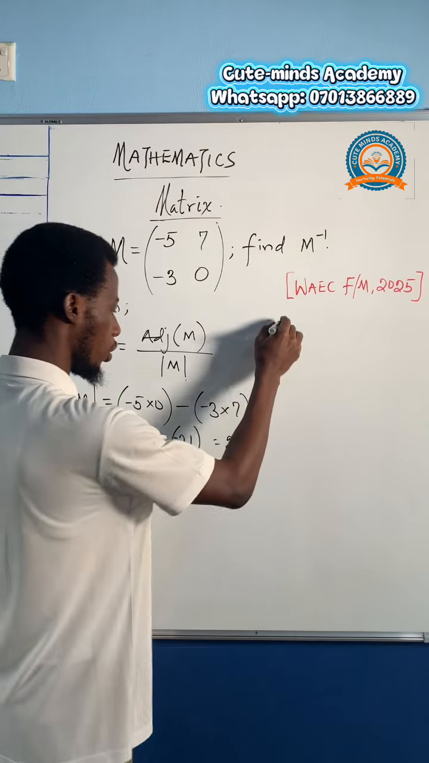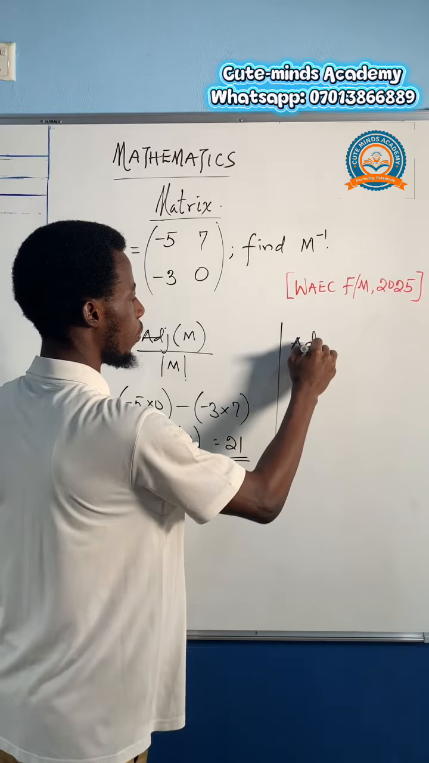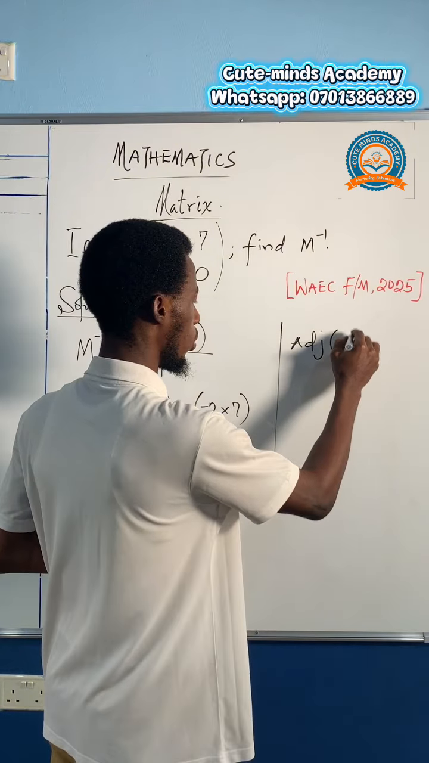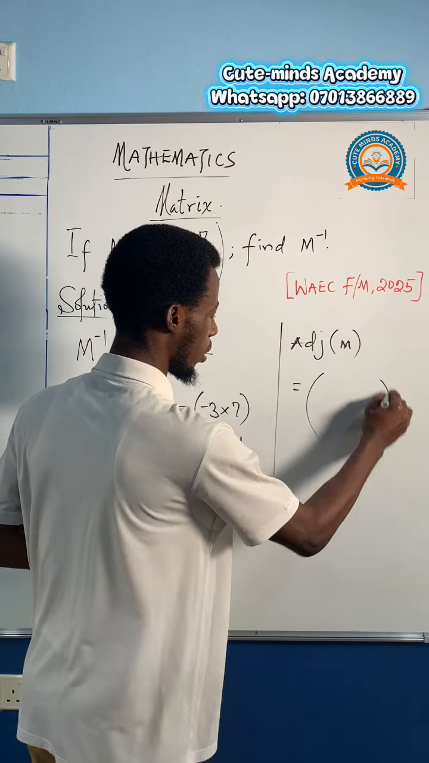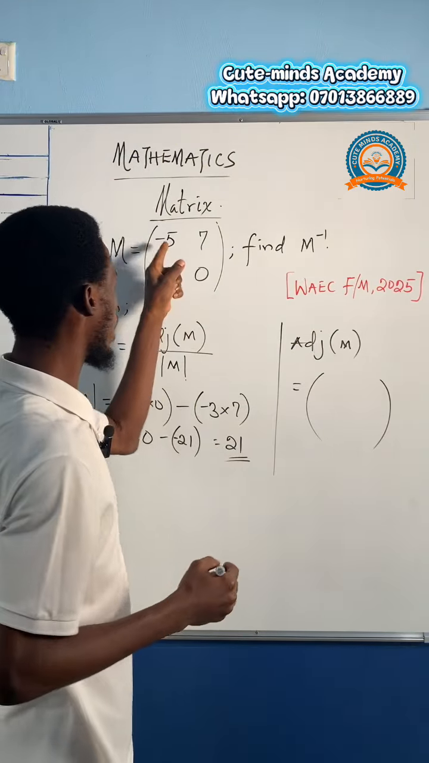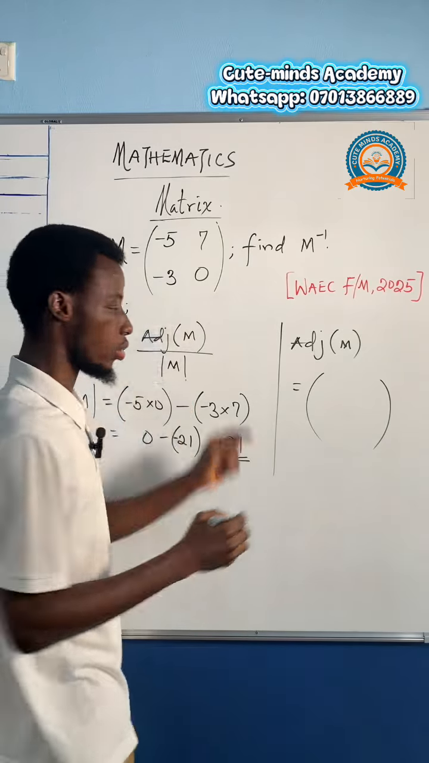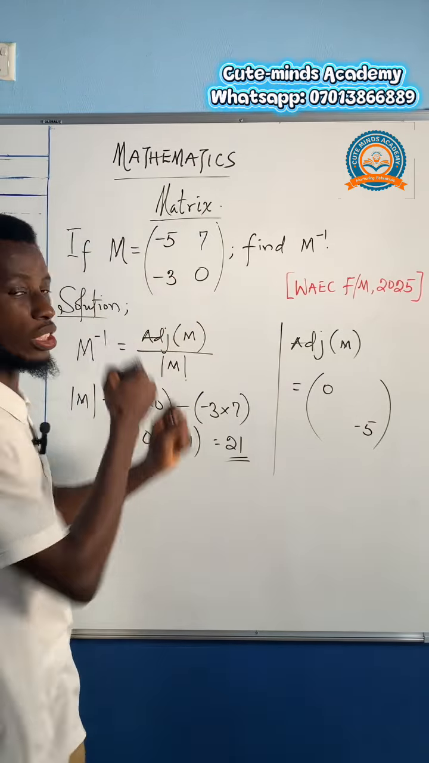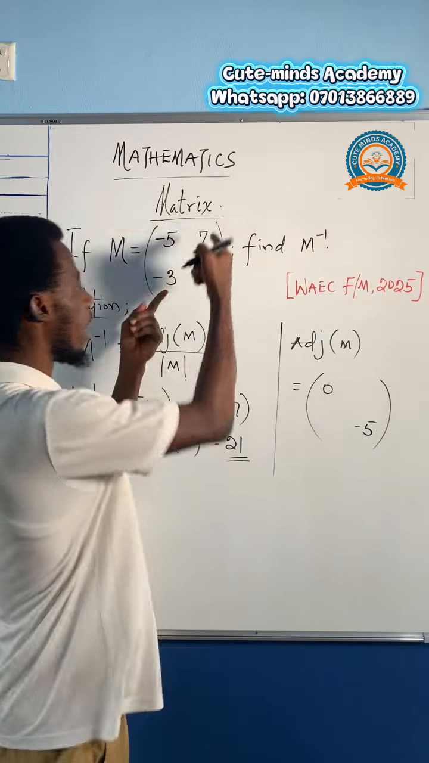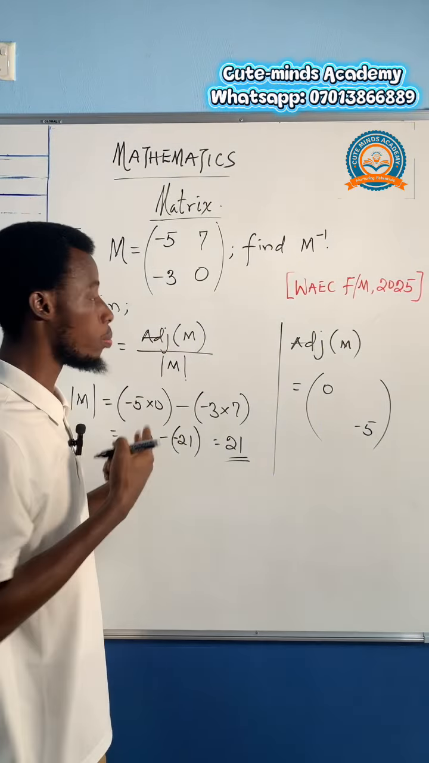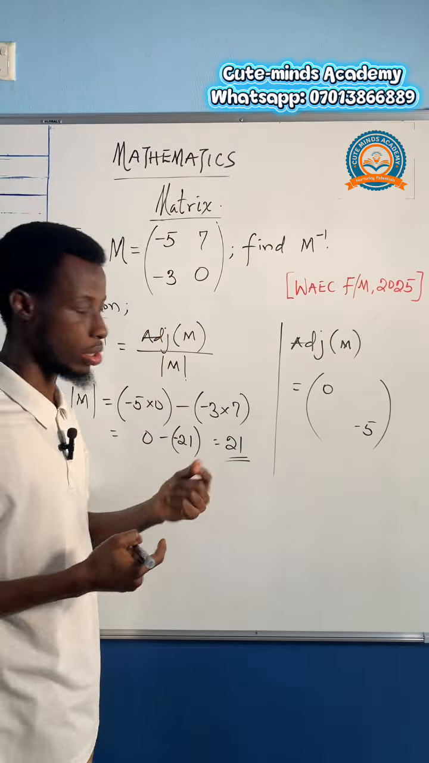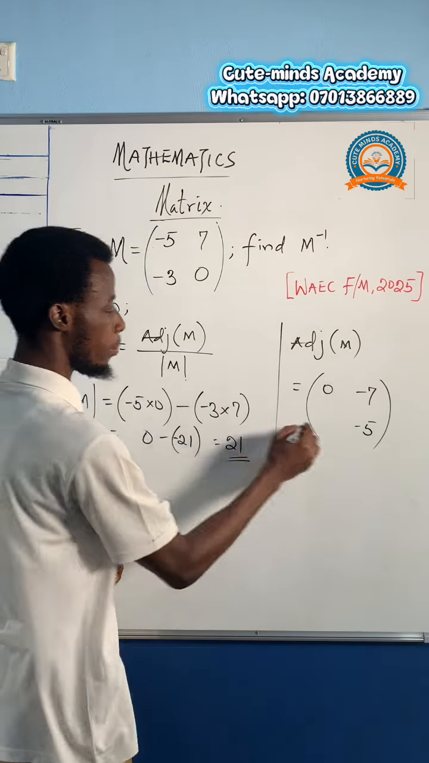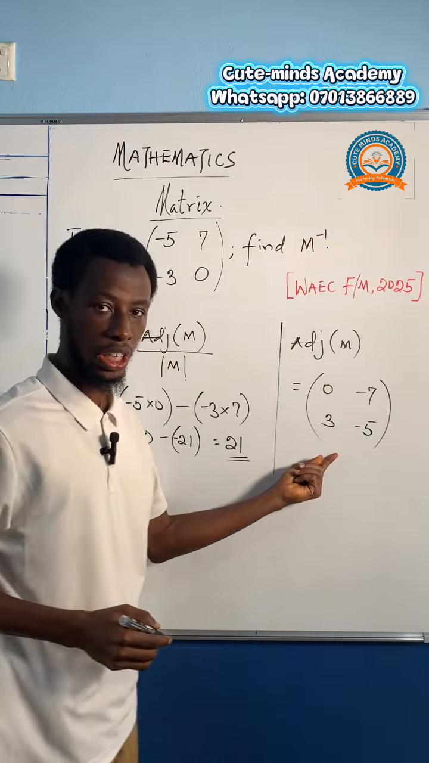Now, to find the adjoint of a matrix, especially if it is 2 by 2, we can summarize it in a few steps. Exchange the elements along the leading diagonal. So we have 0 and minus 5, and we exchange the positions. Then the elements along the minor diagonal, we multiply each of them by minus. So this becomes minus 7, and of course this multiplied by minus gives plus 3.